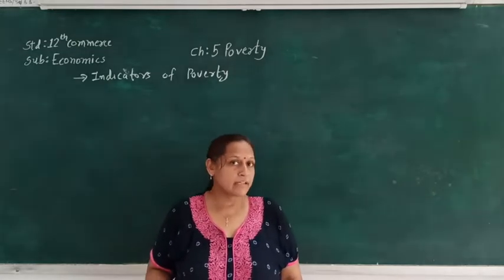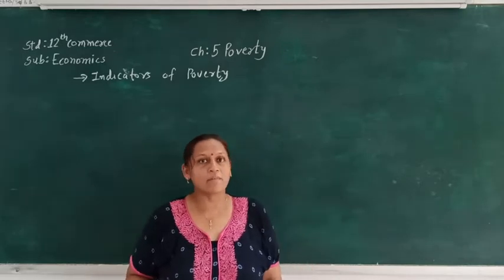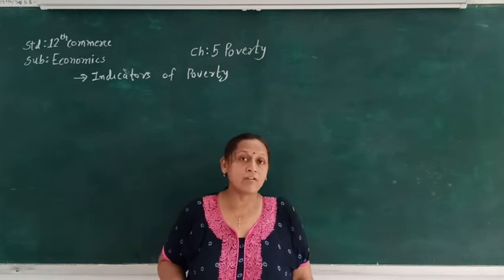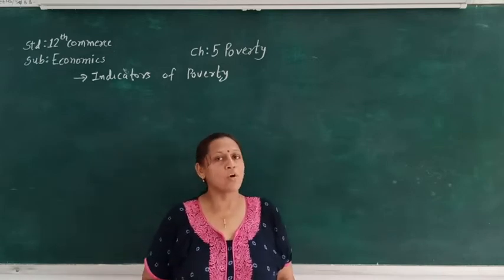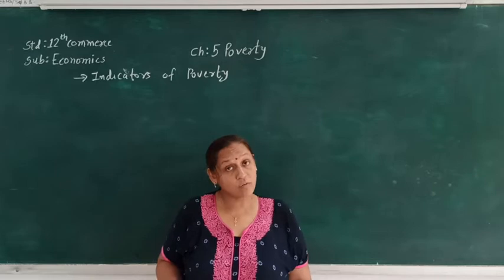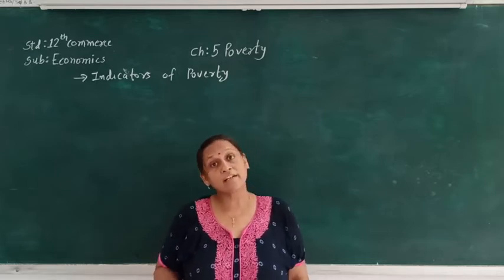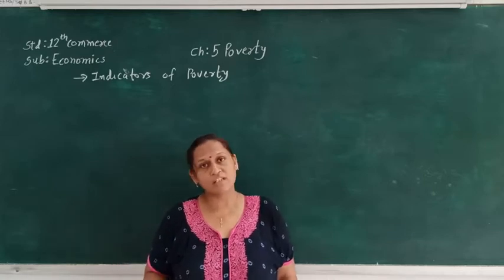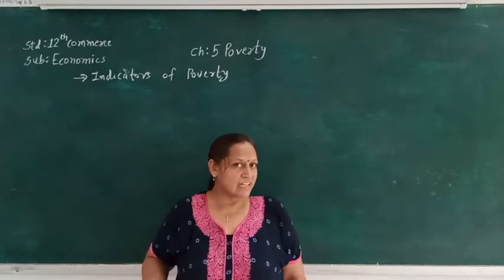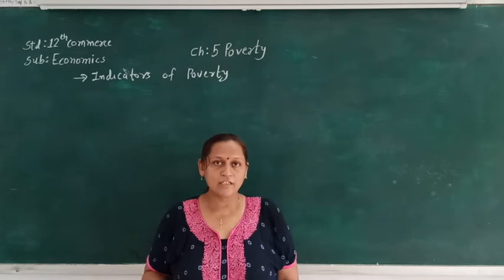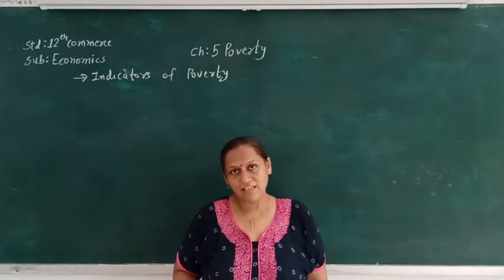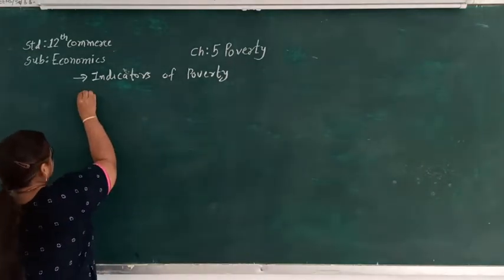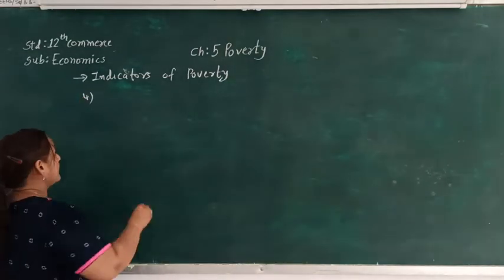So here we can compare the developing as well as developed country. In a developing country, for every 6,000 population there is one doctor, and for a developed country, for every 350 people they have one doctor. From this comparison only, we can come to know that developing country people are getting very less medical facility. So let's see, next indicator of poverty is medical facility.